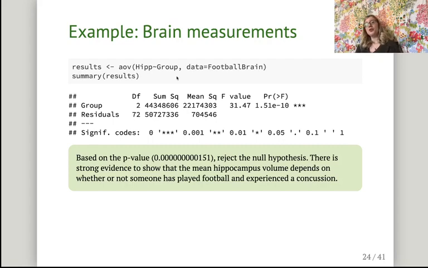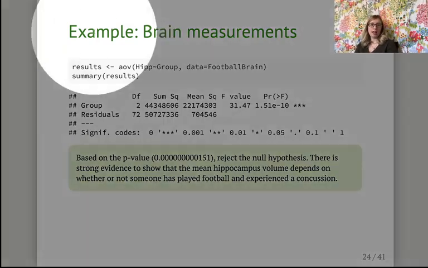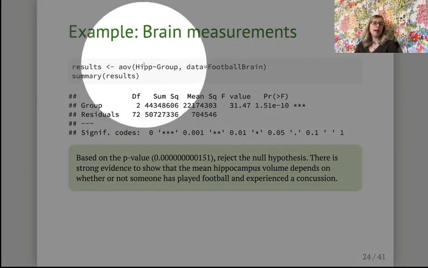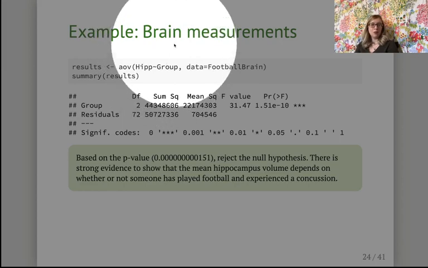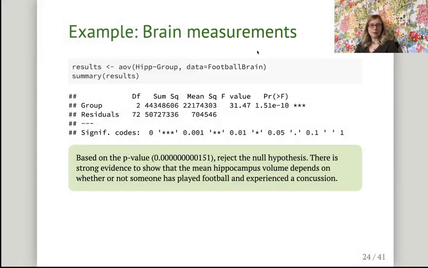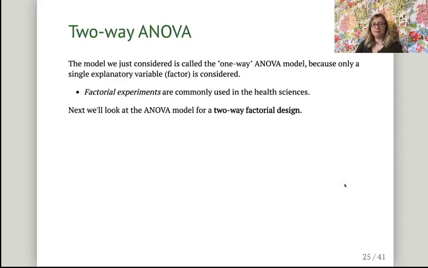So let's apply this to the hippocampus data. We'll fit an analysis of variance model, or an AOV model, to see how brain hippocampus volume depends on group for the football brain data set. There's a very small p-value, so there are some very strong differences in this data. So I will reject my null hypothesis. There is strong evidence to show that the mean hippocampus volume depends on whether or not someone has played football and experienced a concussion. Now, we don't know which groups are different yet, just that some groups are different.